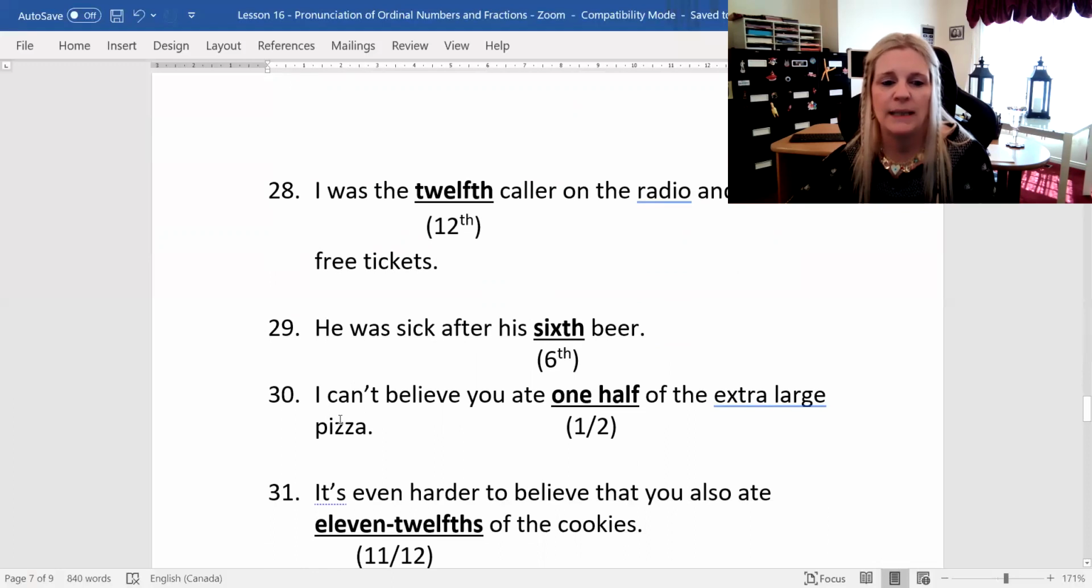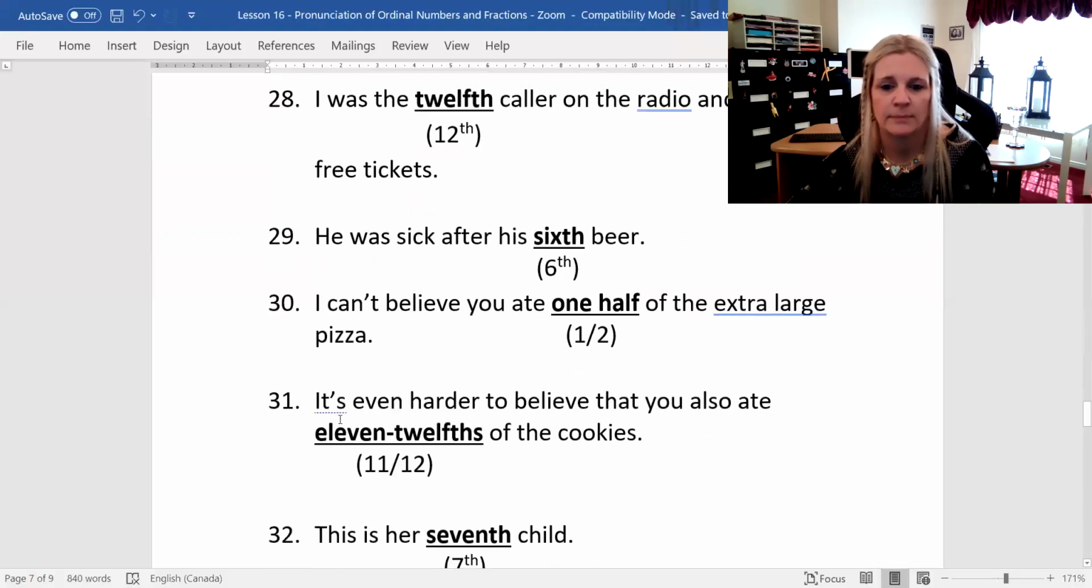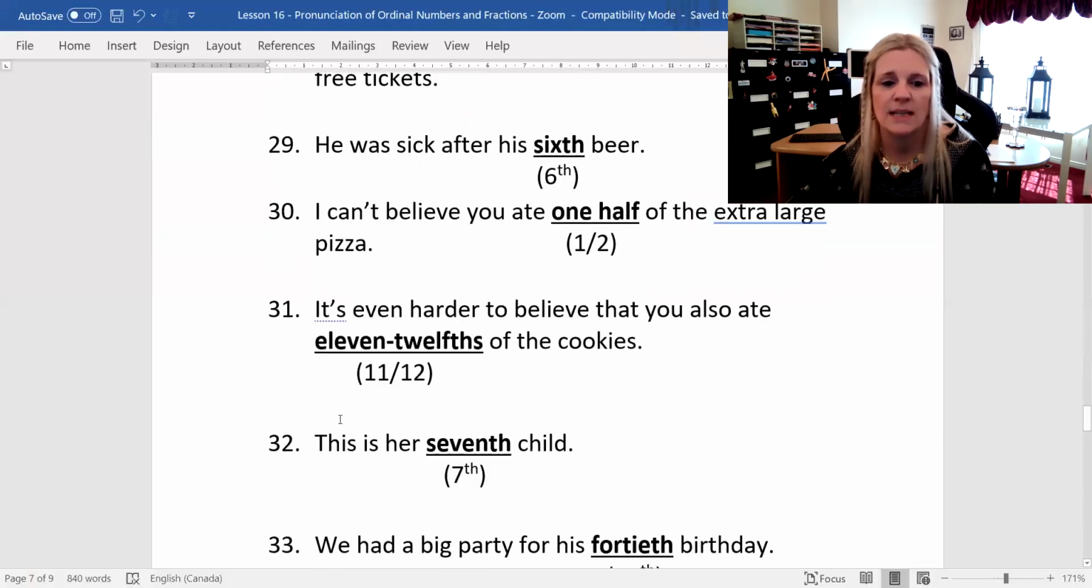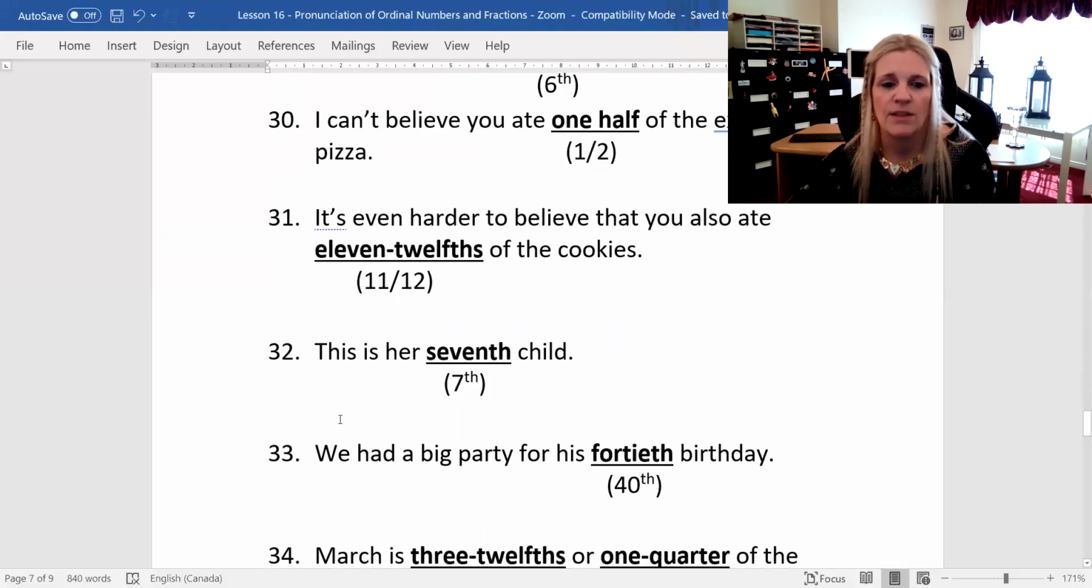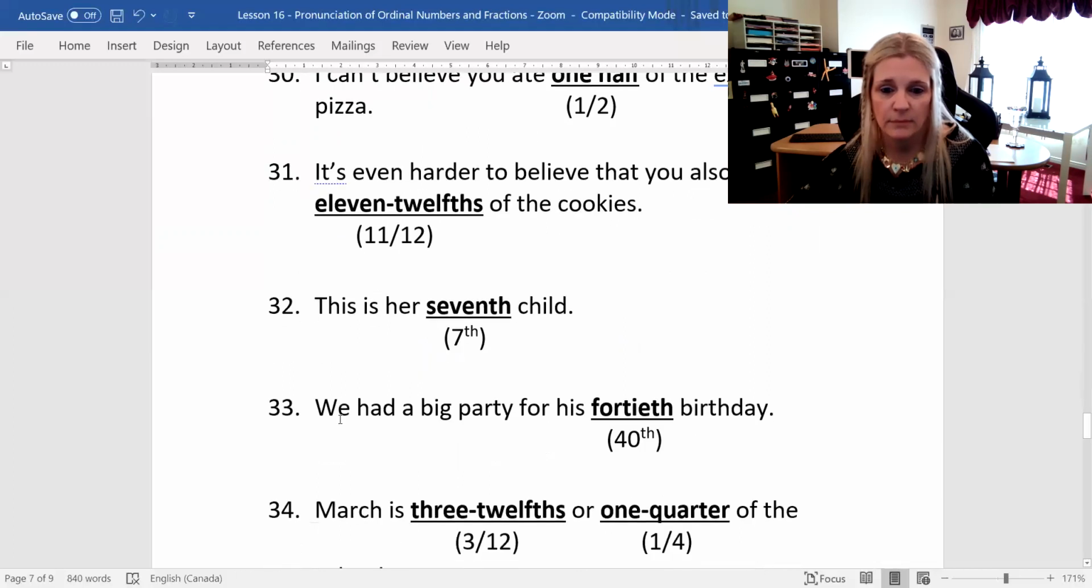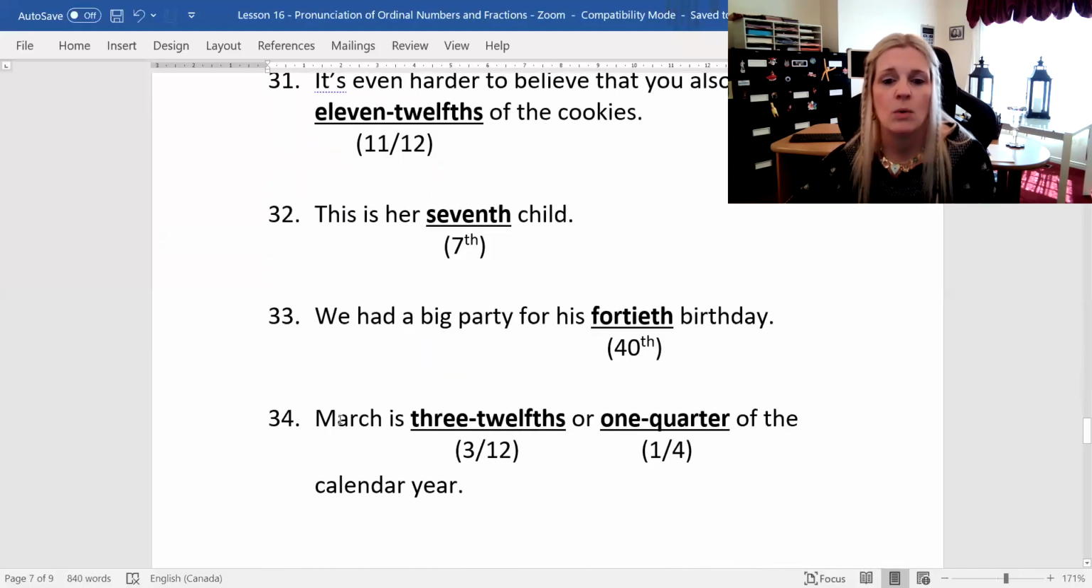I can't believe you ate 1/2 of the extra large pizza. It's even harder to believe that you also ate 11/12 of the cookies. This is her 7th child. We had a big party for his 40th birthday.